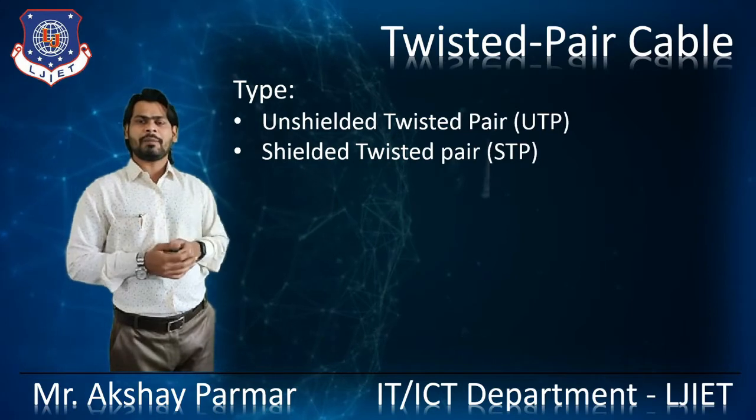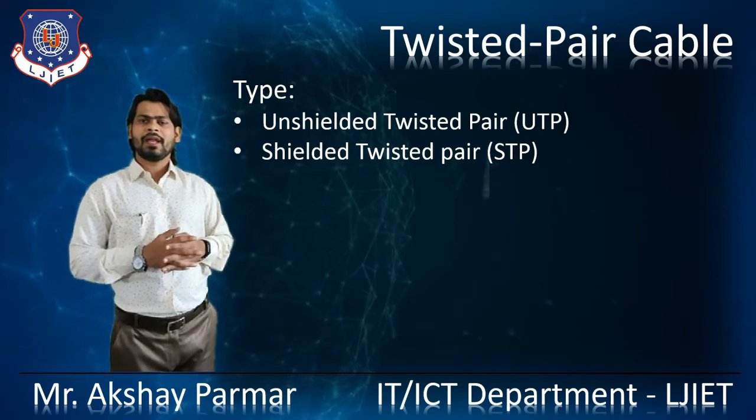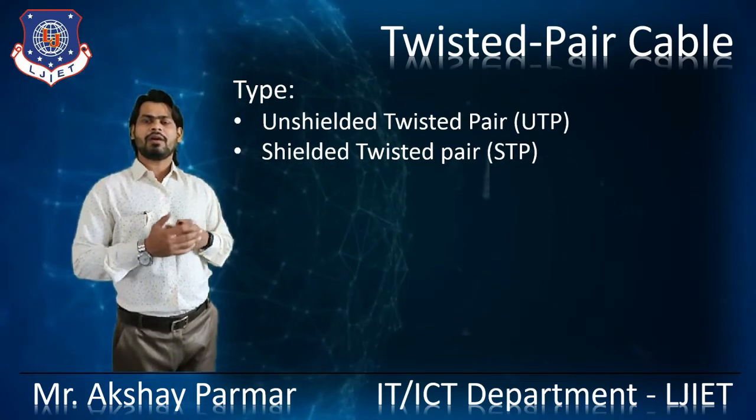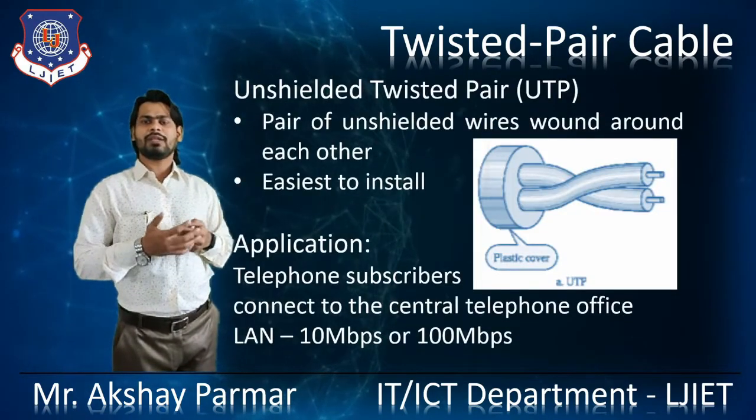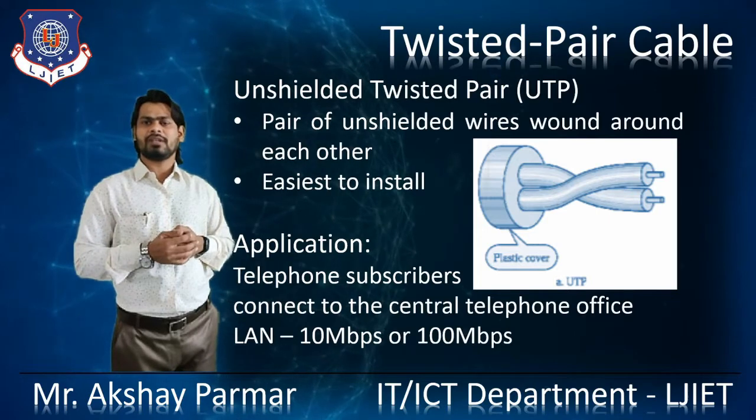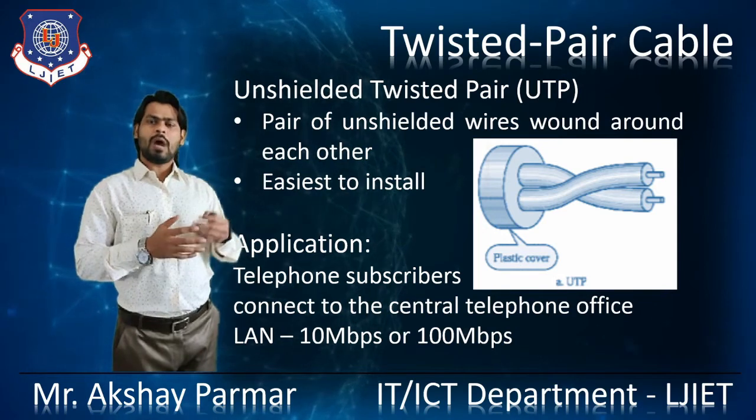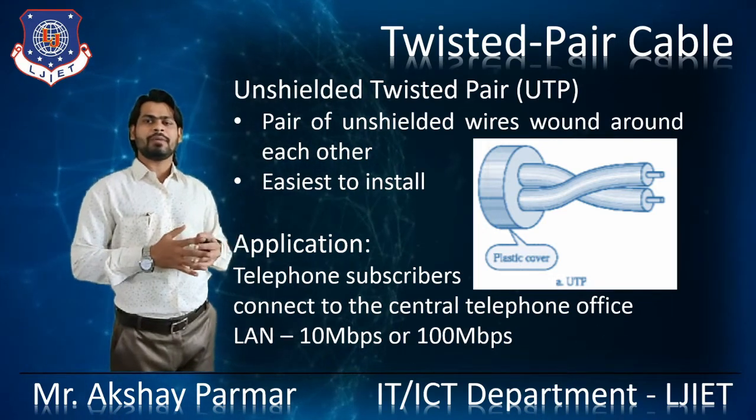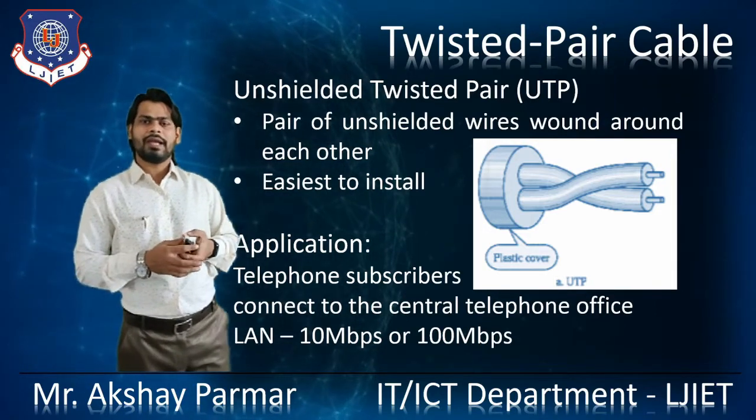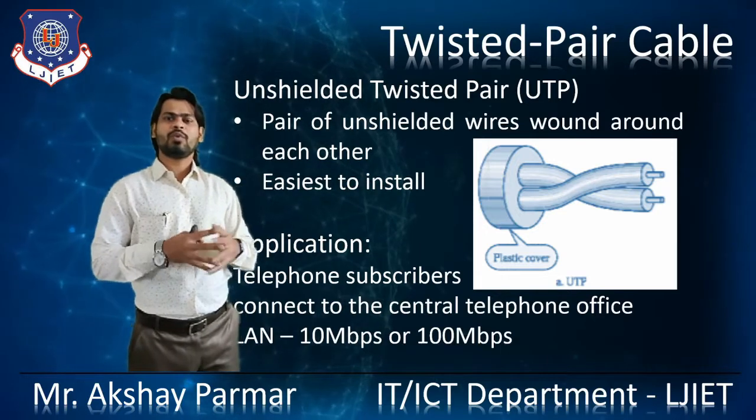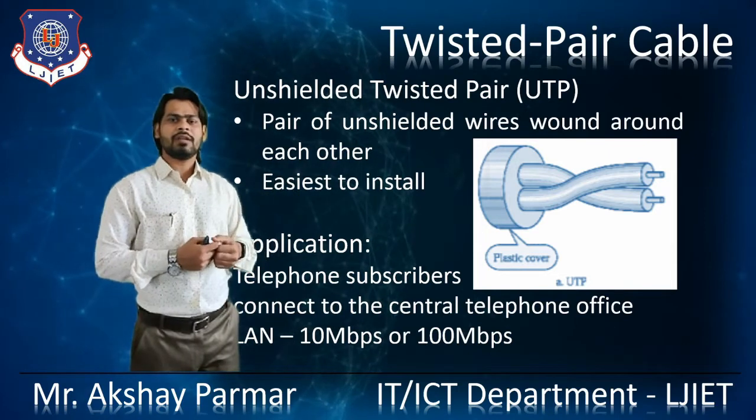It has mainly two types: unshielded twisted pair cable, which we call UTP, and shielded twisted pair cable, or STP, right? So let's begin with the unshielded twisted pair cable. What is the difference between unshielded and shielded? A pair of unshielded wires are wound around each other in the UTP. The unshielded twisted pair cable is really easier to install, as you can observe in the figure that the two pairs of unshielded wires are wound around each other, right? They are twisted with each other.